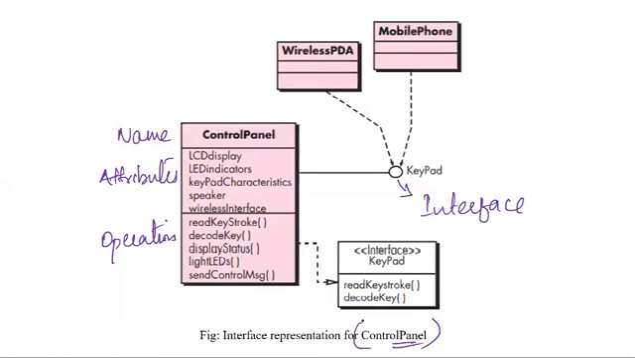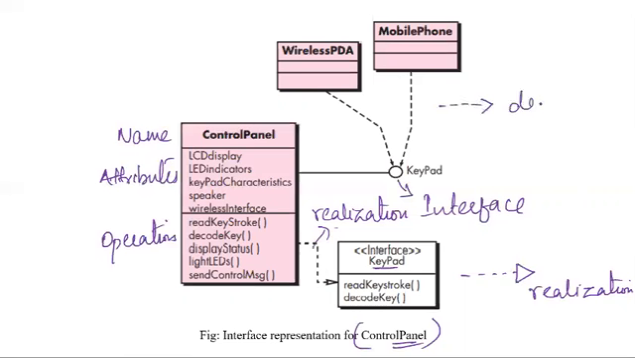Now you're going to have another class, that is your keypad class, which is going to do two operations: read key strokes and decode the keys. This is your realization relationship, that is this dotted line with a hollow circle. This is called realization, and this is your dependency relationship.